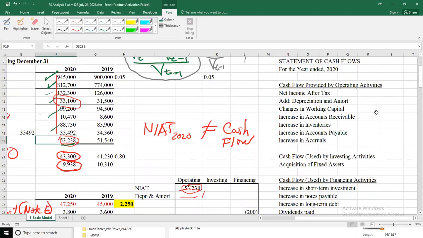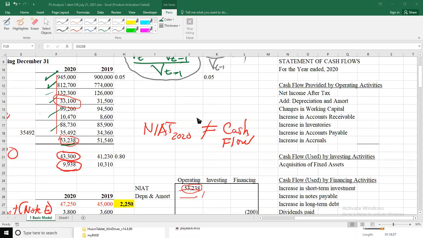Okay? So I'm going to shoot rapid questions, guys. Pakibilisan ng chat ng answer. Question number 1: is 53,238, yung net income after tax, cash ba siya? Yes or no lang? No. Good. Rapid tayo, guys. You're correct, guys. No. It's not cash.